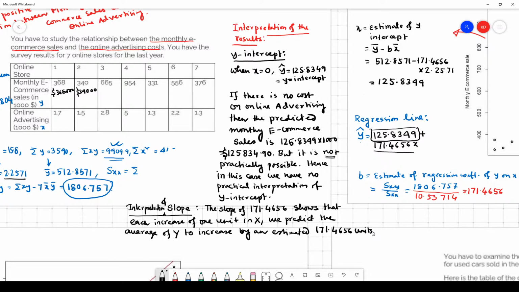Slope means unit increment. Predicted value of the unit increment. That is, if you increase 1 unit in X, we predict the average Y to increase by an estimate of this. Why increase? Because if you look at the sign of the slope, this is positive. That means it is an increase. If it is negative, that means it is a decrease. Okay, so up to that?